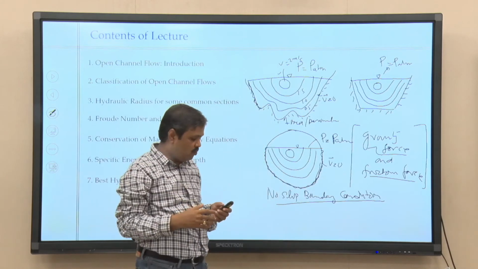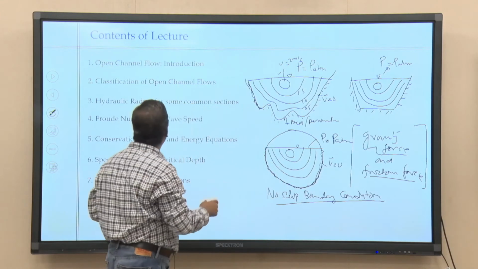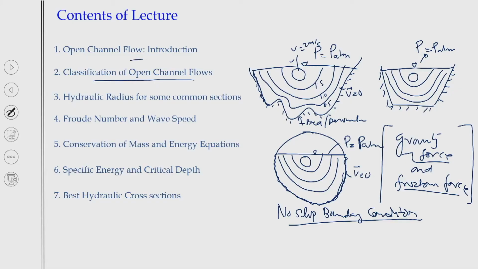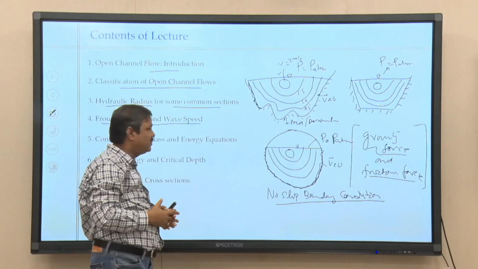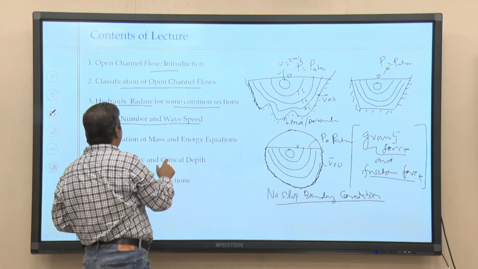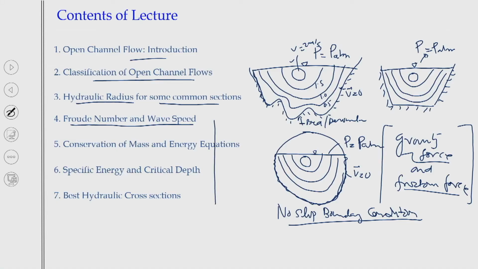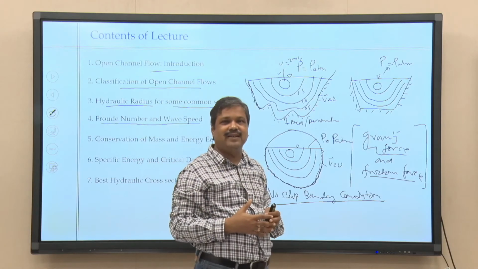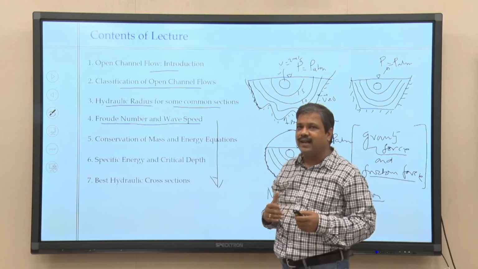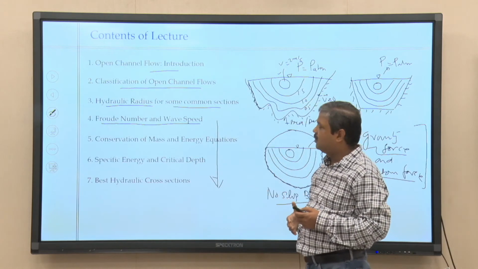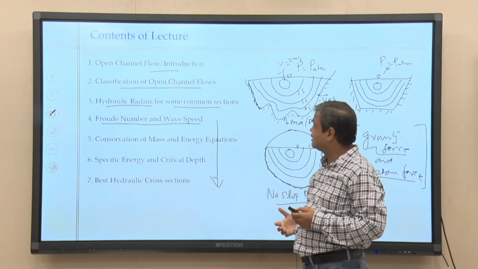Now, at this introductory level, we will also talk about the classifications of open channel flow, the hydraulic radius for some common sections, and the wave speed and Froude numbers, which we have already discussed in dimensional analysis. Then maybe the next class will talk about other components like specific energy and the critical depth. But today's class will be confined up to the wave speed. More details I will discuss on that.